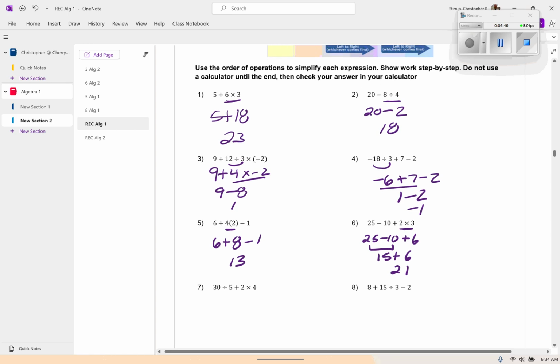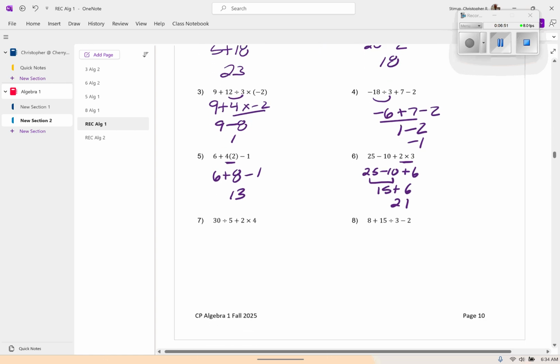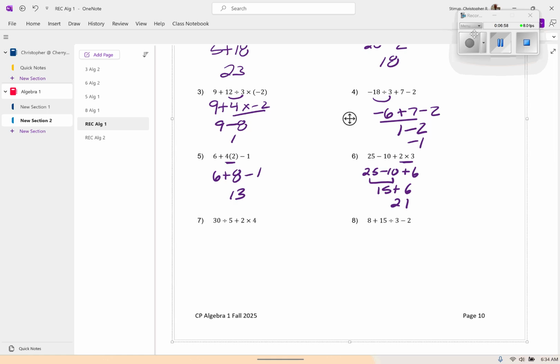I don't know how much work you have to show on some of these. I'm just trying to make sure you see all the steps. Some of these you could definitely do quicker with just writing the answer. Some you might have to write a few steps down.